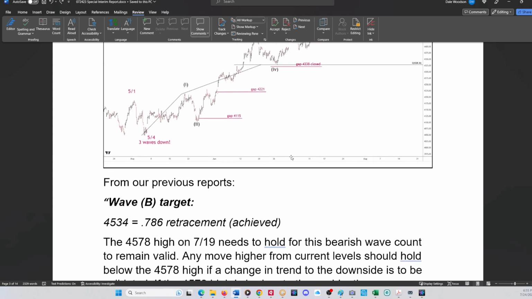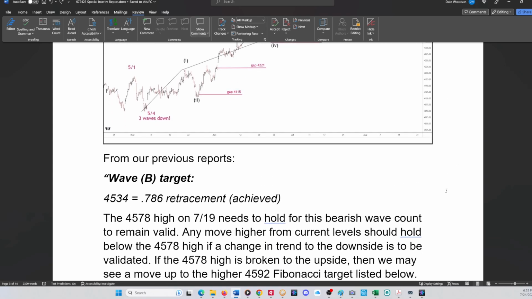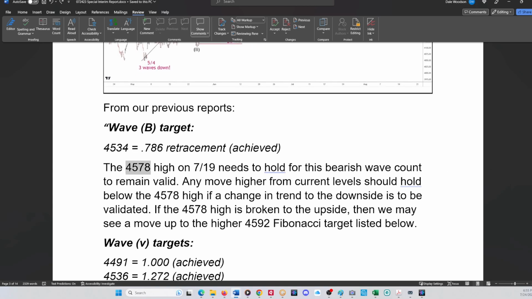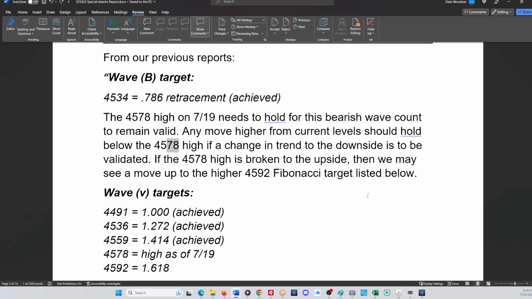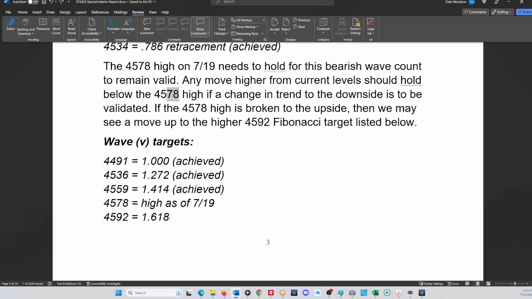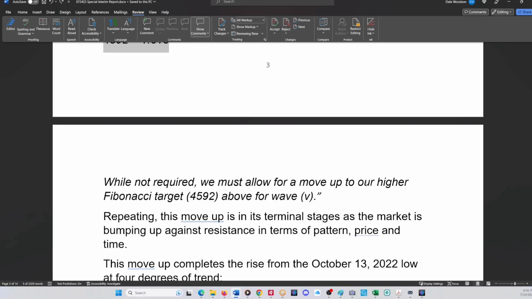You saw that on the charts, the same thing here. And the B wave 786 was achieved. We need that 719 high to hold for the bearish count to remain valid or to gain validation, if you will. Any move higher should hold below that high. If that high is broken, there is the wave 5 target in the cash market, 45.92. That's that one higher high, that 1.618 multiple. So far it's sat in between the 1414 and the 1618.